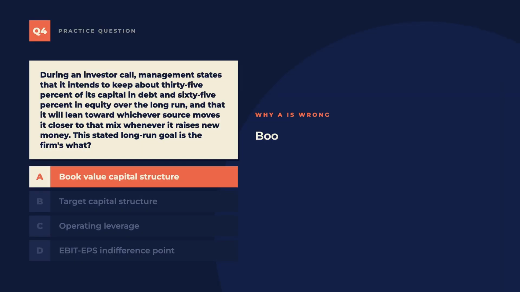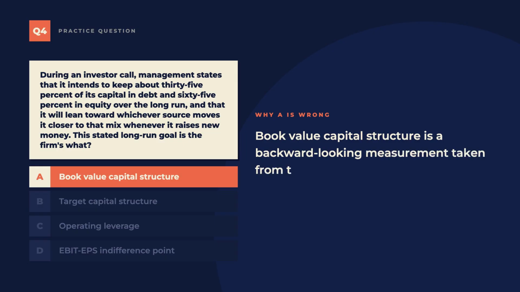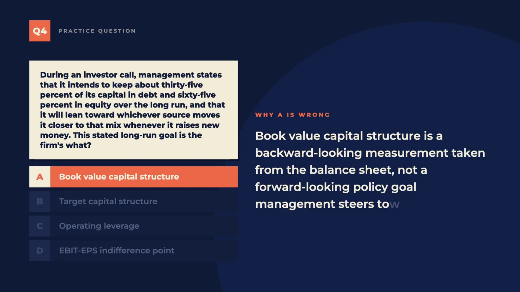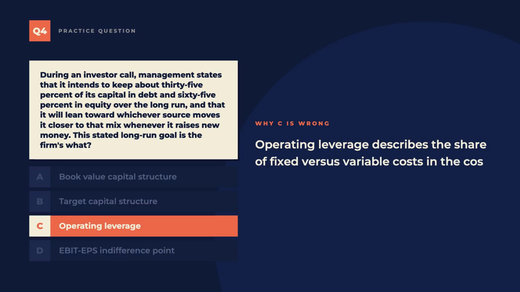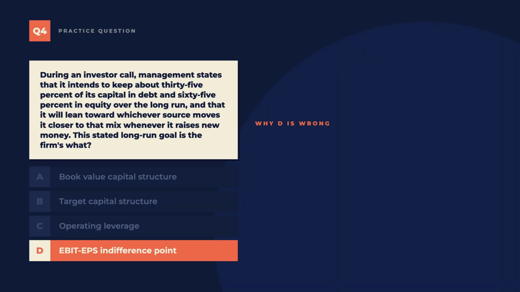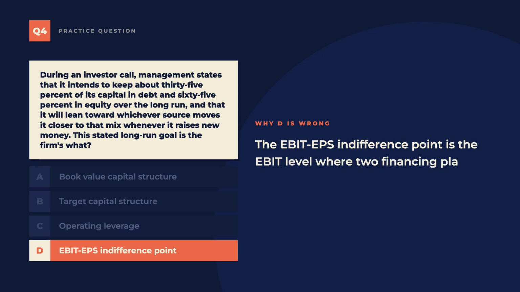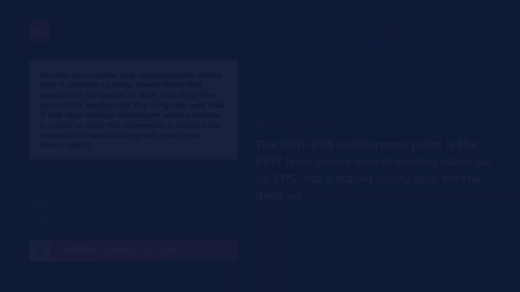A is wrong because book value capital structure is a backward-looking measurement taken from the balance sheet, not a forward-looking policy goal management steers toward. C is wrong because operating leverage describes the share of fixed versus variable costs in the cost structure, which is unrelated to a target financing mix. D is wrong because the EBIT-EPS indifference point is the EBIT level where two financing plans tie on EPS, not a stated policy goal for the debt-equity mix.